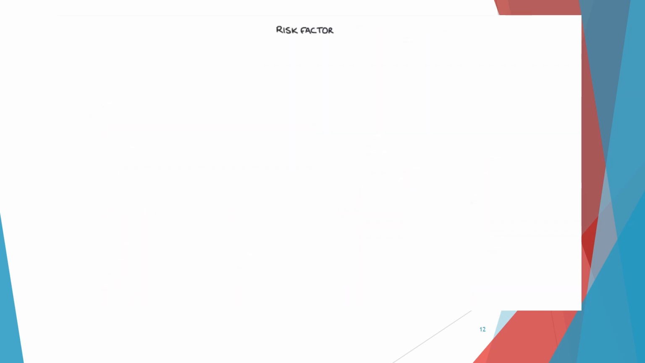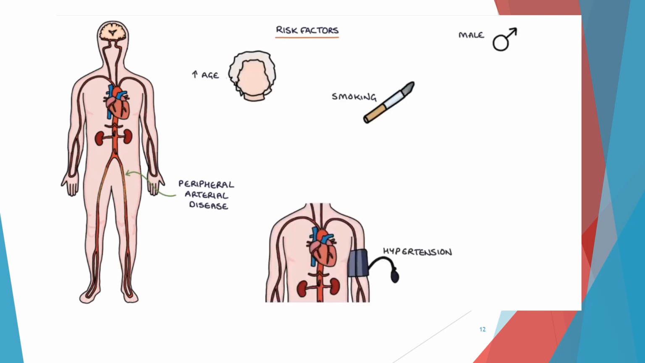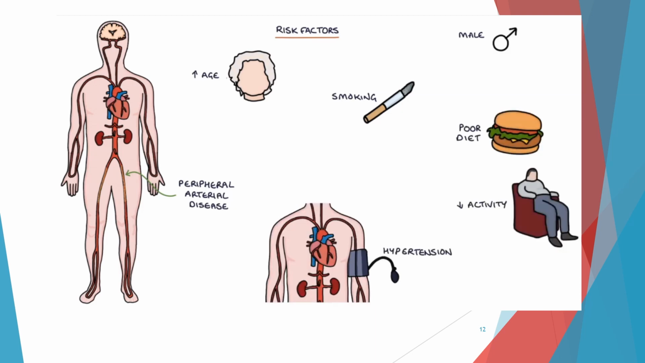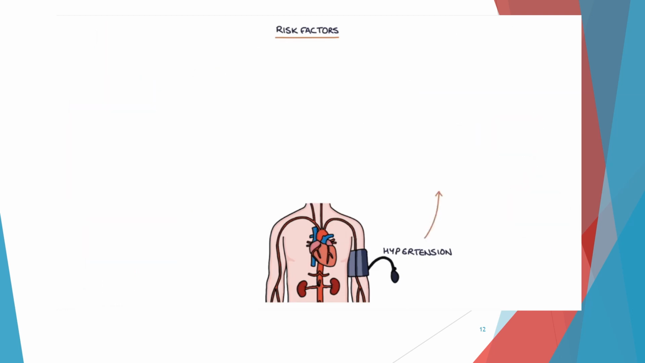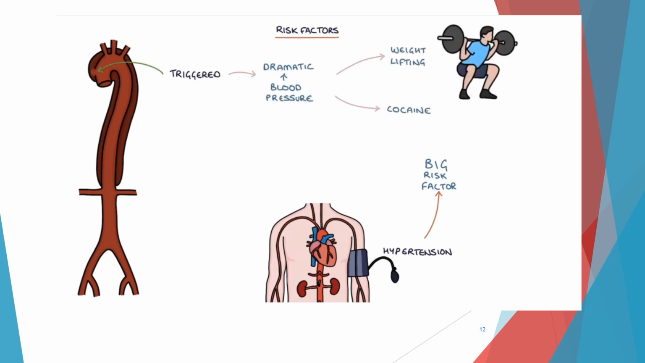Let's talk about the risk factors. Aortic dissection shares the same risk factors as peripheral arterial disease, such as age, male sex, smoking, hypertension, poor diet, reduced physical activity, and raised cholesterol. Hypertension is a big risk factor. Dissection can be triggered by events that temporarily cause a dramatic increase in blood pressure, such as heavy weightlifting or the use of cocaine.